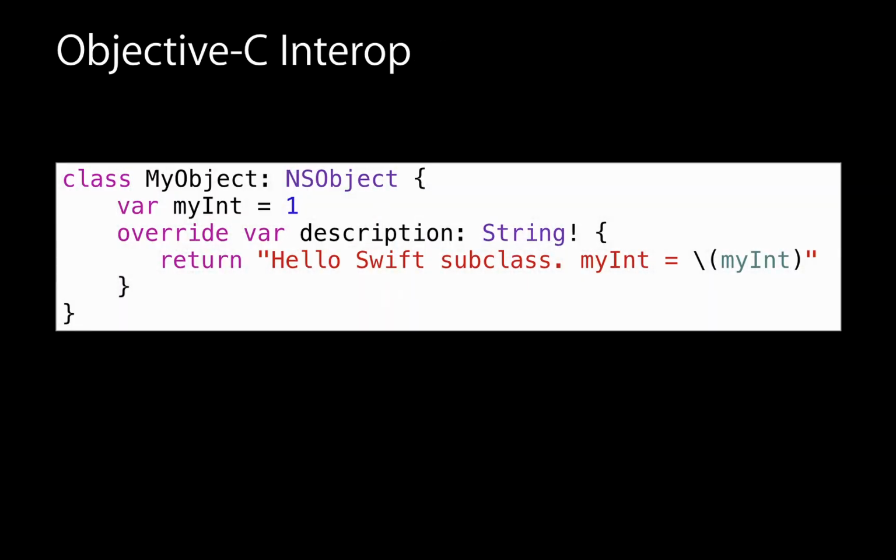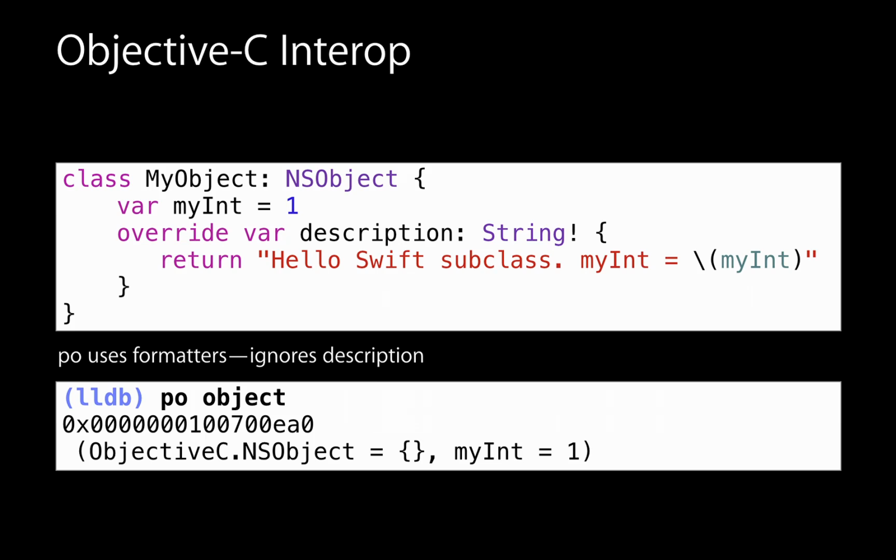I can have a Swift class that inherits from NSObject, and I can actually override description for that class in Swift. But if I try to po it in lldb, lldb will not even look at that description. lldb will use data formatters. And that's what I'll get, because that's a Swift object.